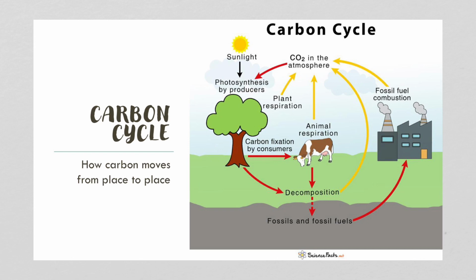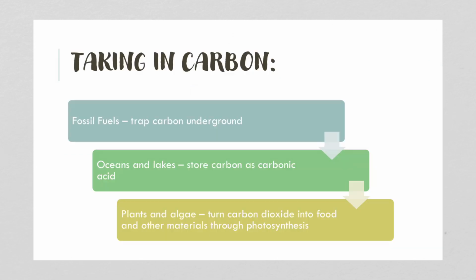We can then burn the fossil fuels. That will put the carbon dioxide back into the atmosphere. Plants can perform respiration, and so can animals, and then even decomposition will do respiration. All of that returns carbon dioxide back into the atmosphere. So there's a few things that take carbon out from the atmosphere.